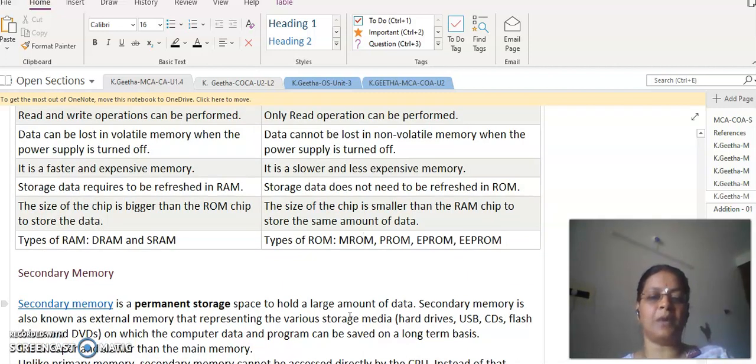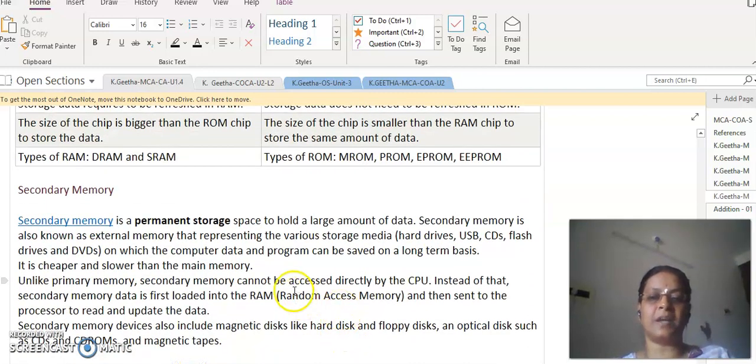So as we know, main memory is the memory inside the cabin, and whatever devices are connected external to the computer cabin, we are going to call secondary memory devices. The secondary memory can be of any type. It can be a hard drive, or a USB or CDs, or a flash drive or DVD. Like that, we have so many variations of secondary storage devices.